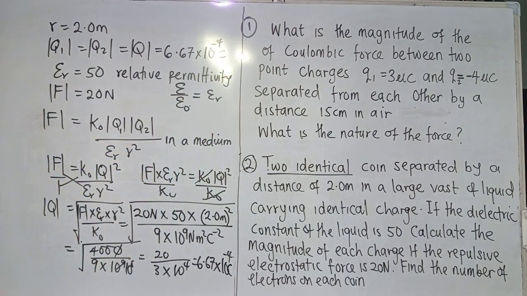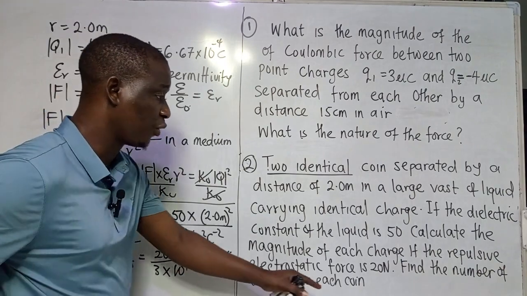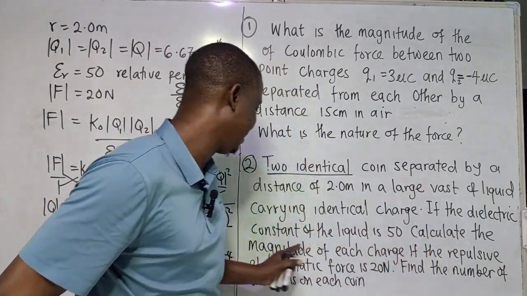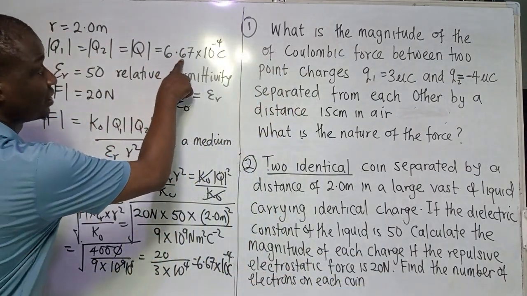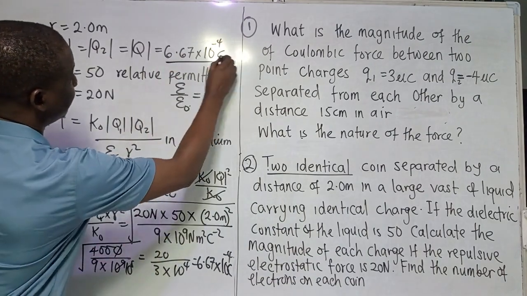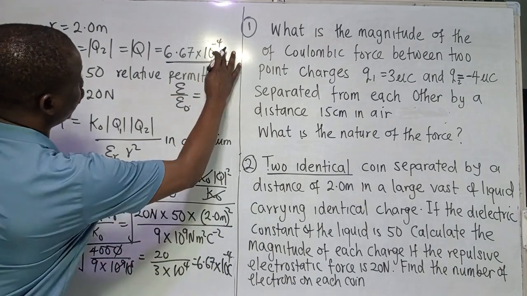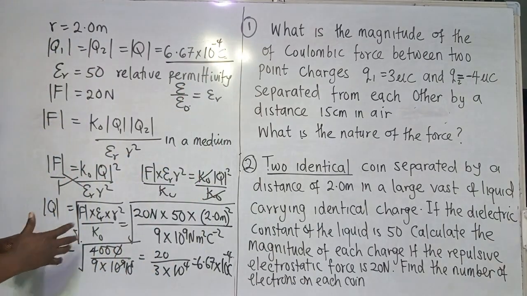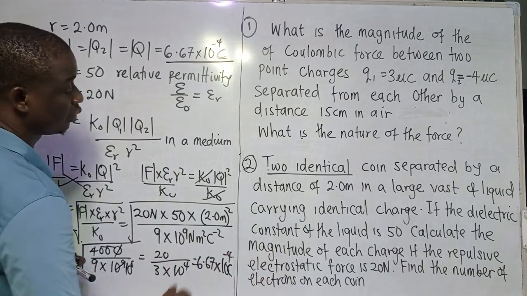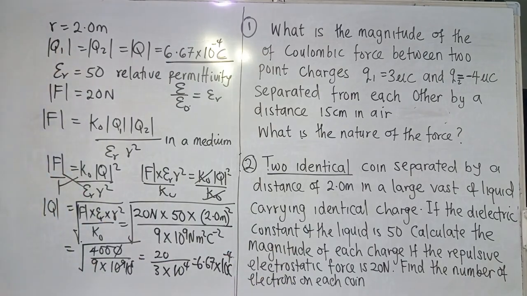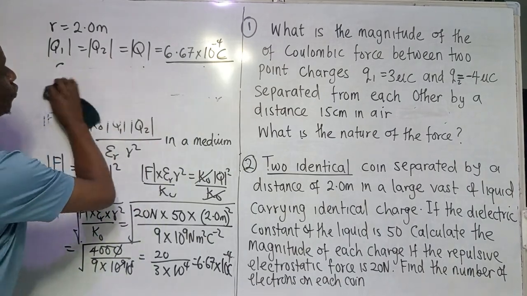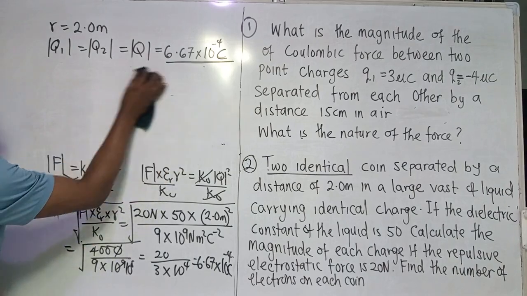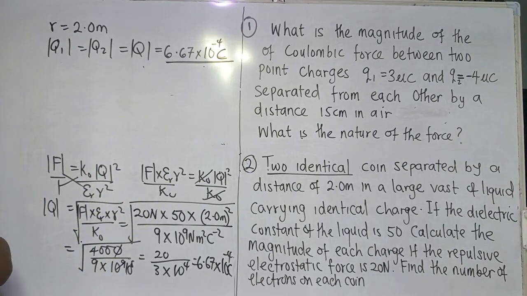Having gotten that, we have solved the first question. The first question says calculate the magnitude of the charge. So the charge is 6.67 times 10 raised to the power minus 4 Coulomb. Another thing you have to solve is, they say we should find the number of electrons on each coin. So let me wipe this part, I don't need any of this again.